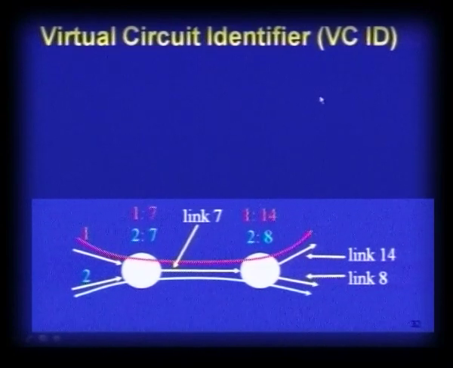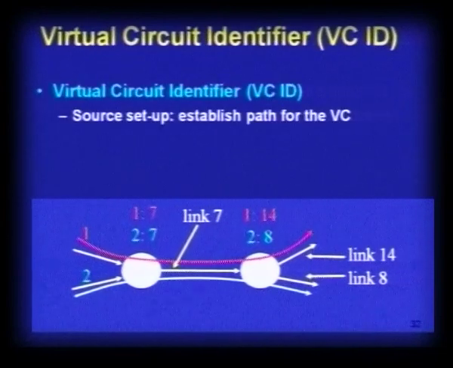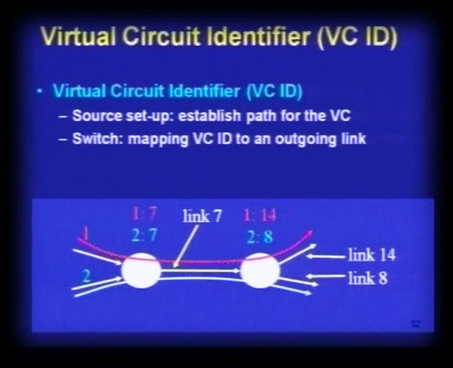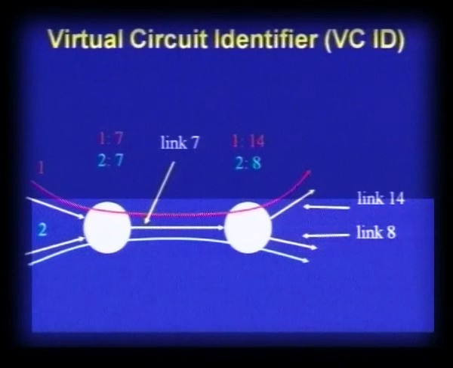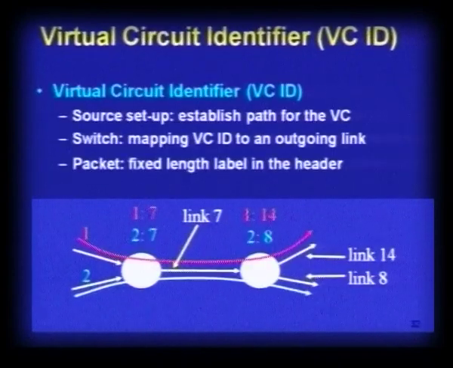It is achieved by means of what we call virtual circuit identifiers, or VCIDs. Okay. So these VCIDs are identifiers which are given when the source is set up, that is, when the connection is established for the virtual circuit. And what the switches will do is they will map this VCID to an outgoing link, so that the data transfer can take place correctly. And the packet will have a fixed length label in the header which identifies this virtual circuit ID.